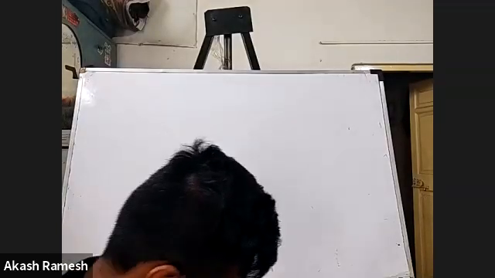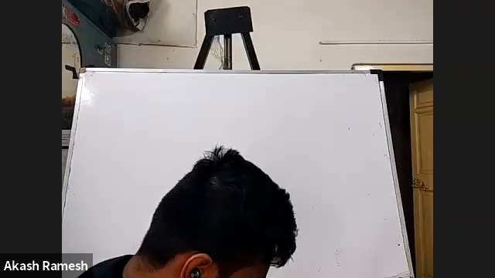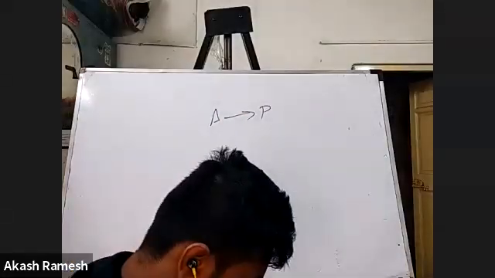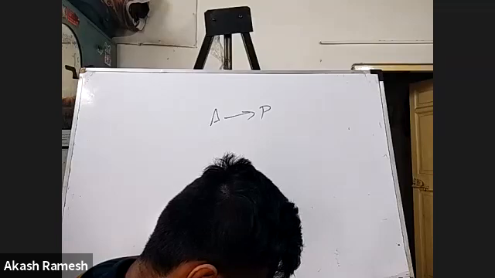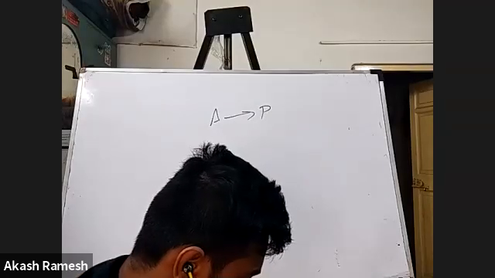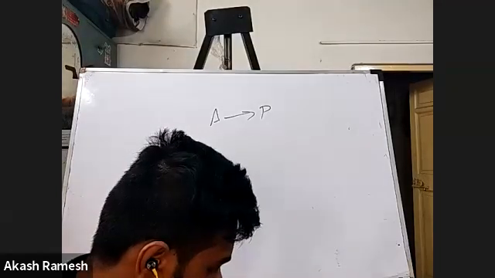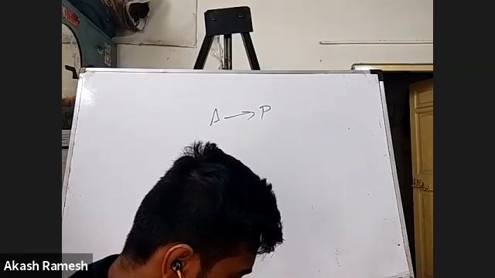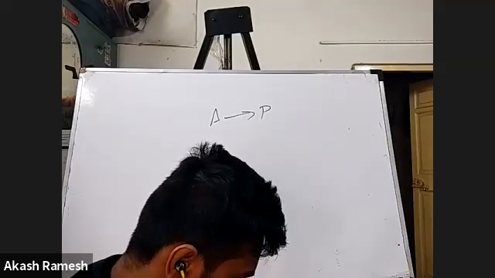Okay, the question, take it down. For a first order reaction, A giving products, the concentration of A changes from 0.1 M to 0.025 M in 40 minutes.